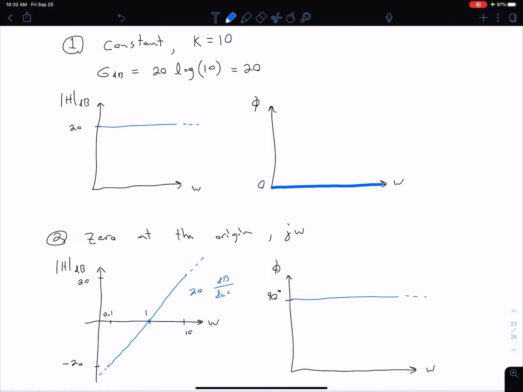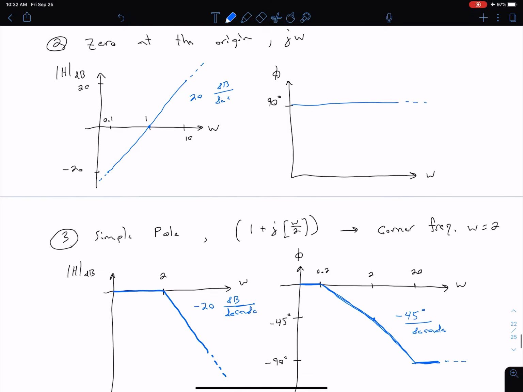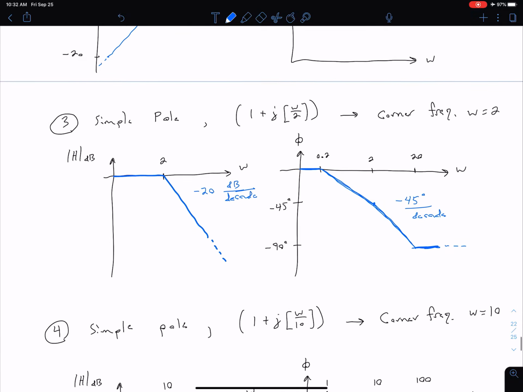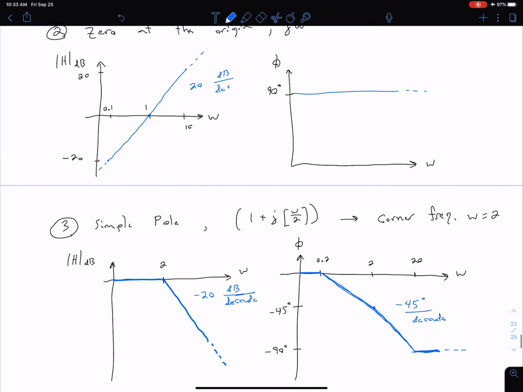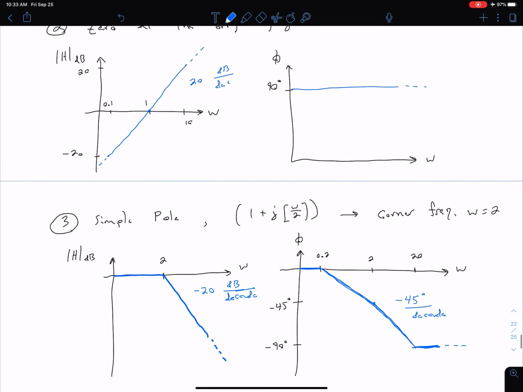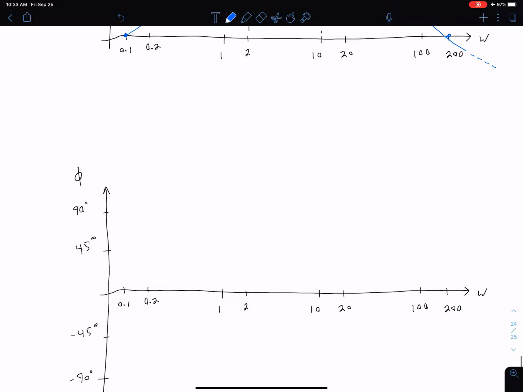So our phase for a constant is easy. It is just 0, so that's not contributing anything. Our 0 at the origin is giving us a constant 90-degree phase, so that's going to be pretty easy to deal with as well. And then we see that our 2 simple poles are just going to be causing a negative 45 degrees per decade for each one, cutting in at 0.2 and 1 respectively. So that means up until 0.2, we're just going to have a phase angle of 90 degrees. So let's come over here and say up until 0.2, we just have 90 degrees.